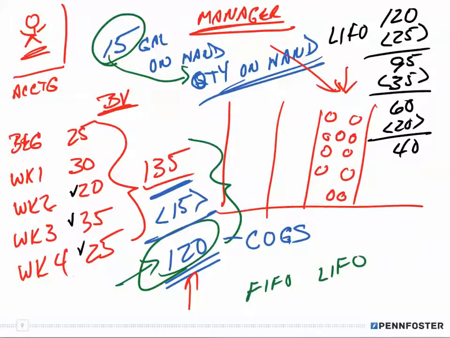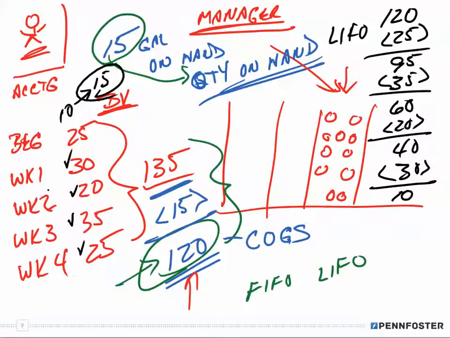I can take out the full 30. Okay, that means I have 10 more to take out. And out of this 25 that were the part of the beginning inventory, I can take out 10 of those. So that means I have the 15 left from the full 25, from that beginning inventory of 25.